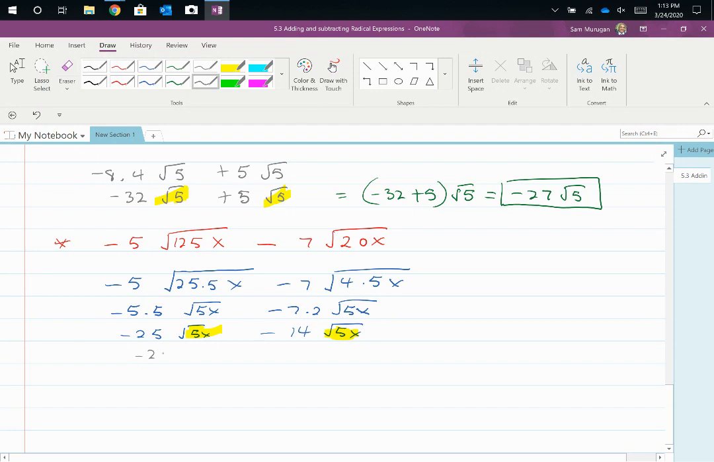So factor out the radical. And that gives you your solution: negative 25 minus 14 is negative 39 square root 5x.